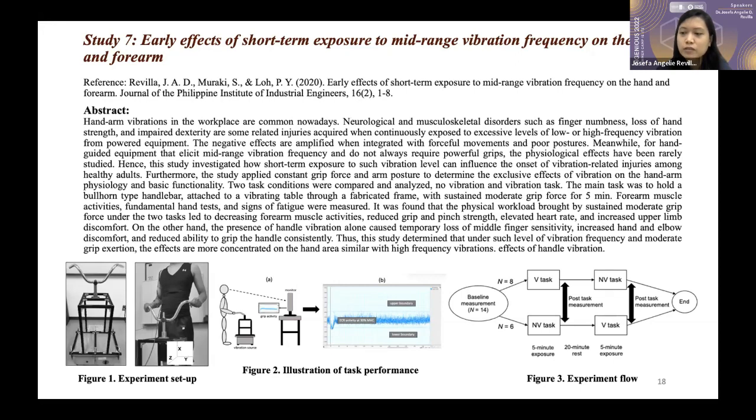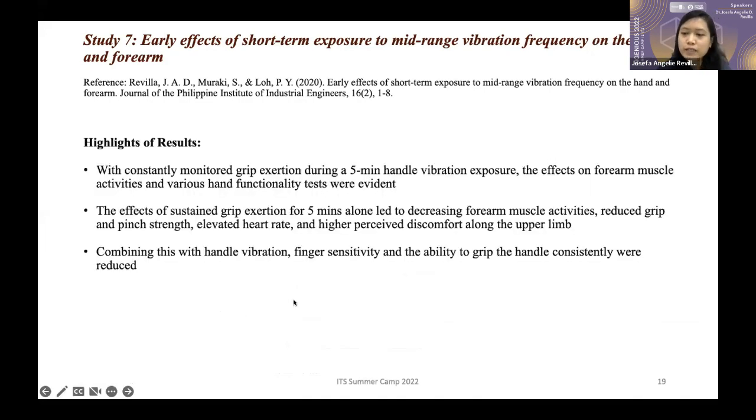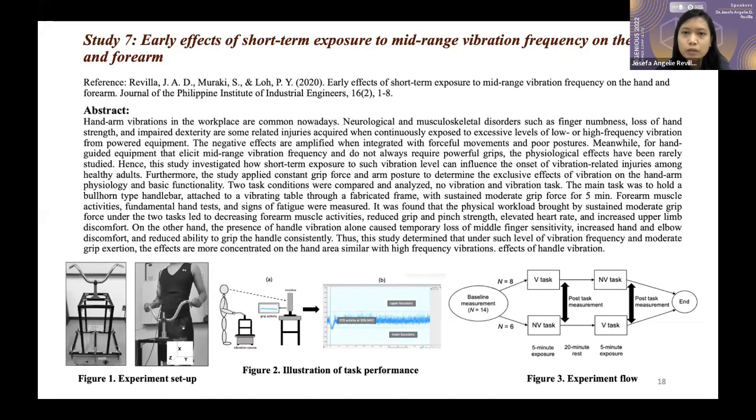The main task is to hold the handlebar for 5 continuous minutes while forearm muscle activities and heart rate are being measured. So this time, the level of grip exertion during task performance was constantly monitored, as you can see in this figure. We provided a computer monitor in front of the participant to assist him in monitoring the level of grip exertion that he is actually exerting during the 5-minute task performance. He was instructed to maintain his exertion at 30% of his maximum grip. We have here an upper bound and a lower bound, wherein his grip exertion should be maintained within these bounds.